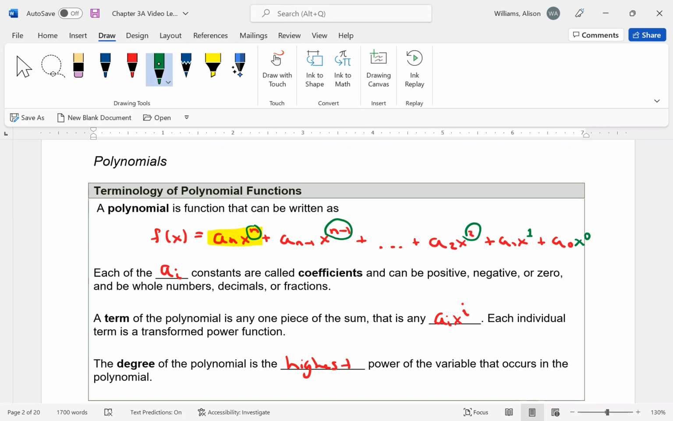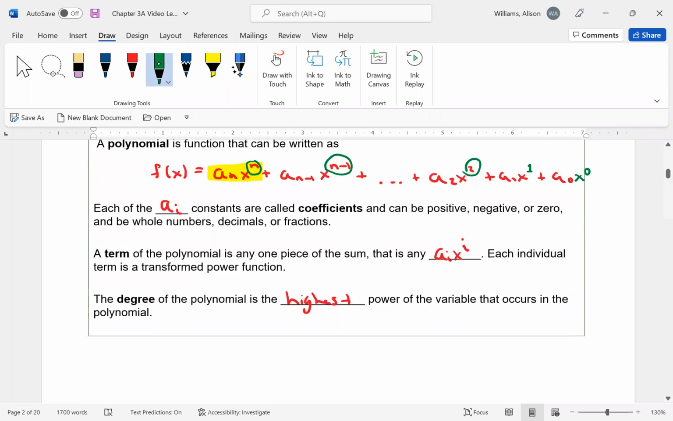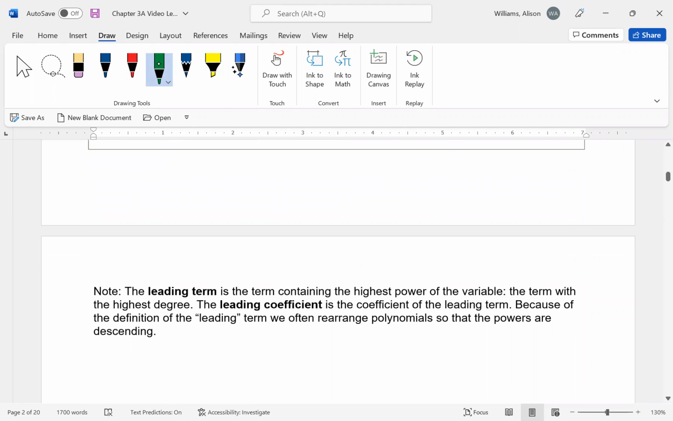Okay, so it's decreasing as we go down. And actually that's said right here. So the leading term contains the highest power, the term with the highest degree. The leading coefficient is the a sub n in front of there. And with the definition of leading, we often rearrange polynomials so that the powers are descending.